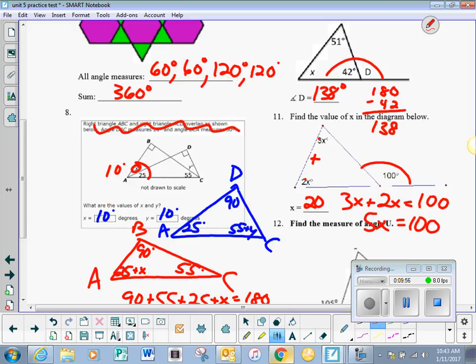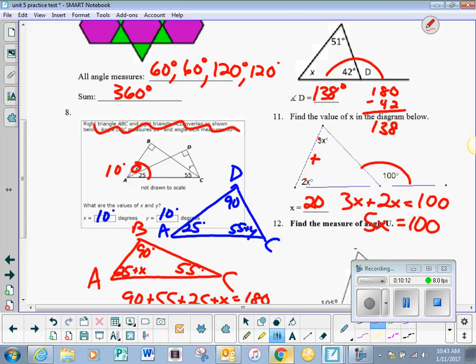What's x? Is that 2x? 20. That's already written into the box. So there are times that you have to solve for x, but it's using what we're learning. It's not like random equations.